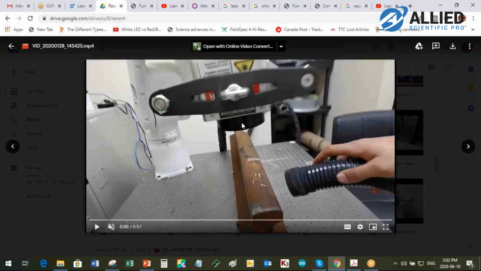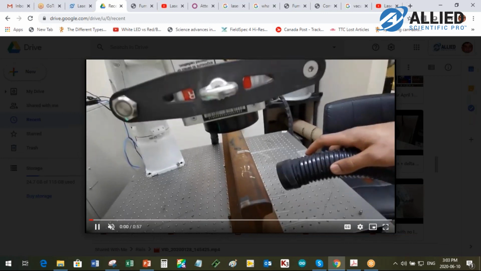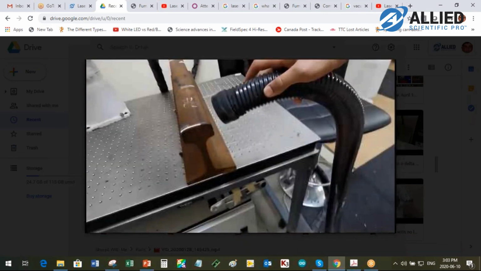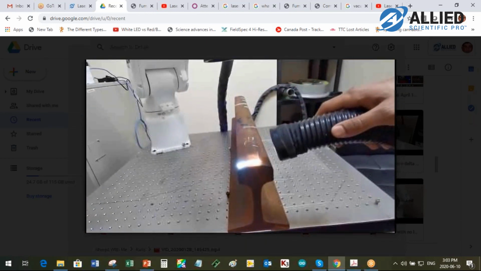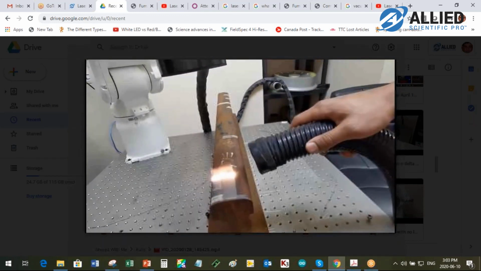And one other one also, I want to show how this rail, which is rusty from a rail track, is being cleaned by the robotics. So rail track and robotic is handling the laser.